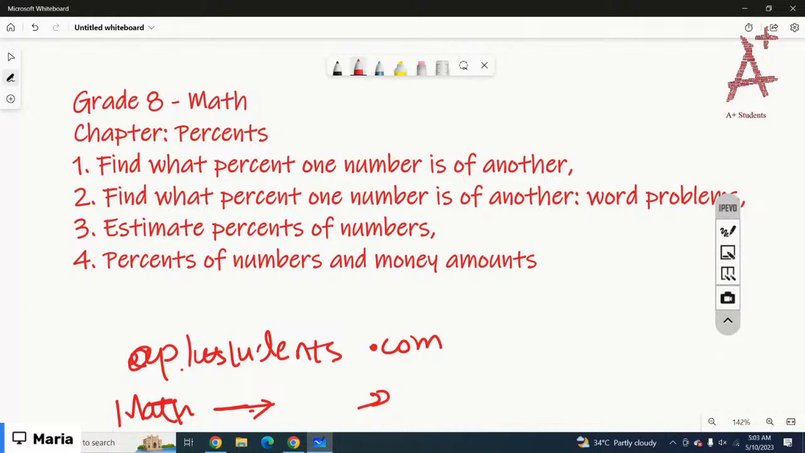We're going to start with the chapter percents. And the lessons we're going to cover today are: find what percent one number is of another, find what percent one number is of another word problems, estimate percents of numbers and money amounts. So let's just start with the lessons.